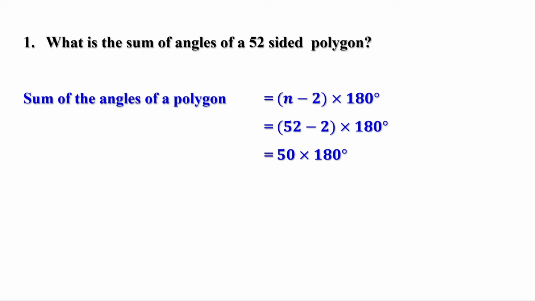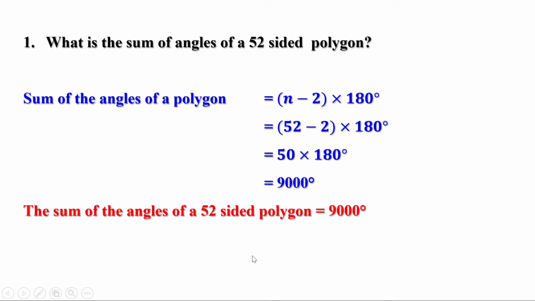Now let us multiply 50 by 180. You know how to multiply. It is very easy to multiply by 50 because 50 is half of 100. So let us multiply 180 by 100 and halve it. To multiply 180 by 100, we can put two zeros. We will get 18,000. When we halve it, we get 9,000. That means the sum of the angles of a 52-sided polygon is 9,000 degrees.